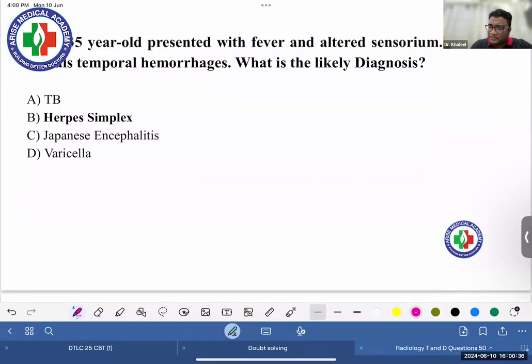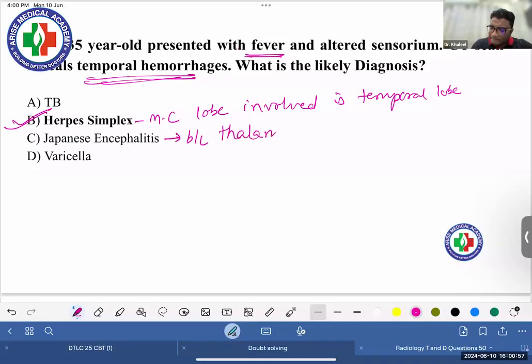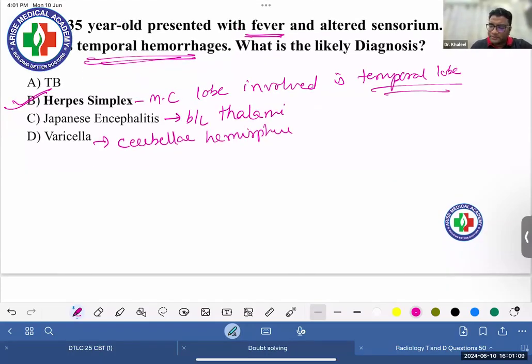Next, a fever patient having temporal lobe involvement on MRI. The most common lobe involved is the temporal lobe in herpes simplex encephalitis. Japanese encephalitis involves bilateral thalami, not temporal lobes. Varicella involves the posterior cerebellar hemispheres. The cerebellum is involved in varicella encephalitis, whereas herpes simplex involves the temporal lobes.